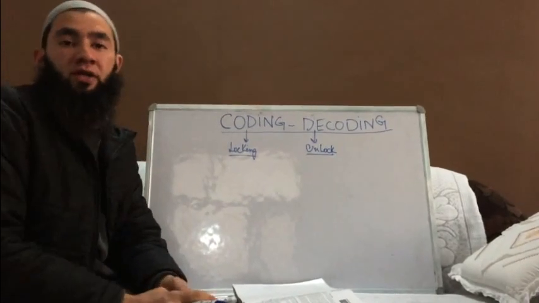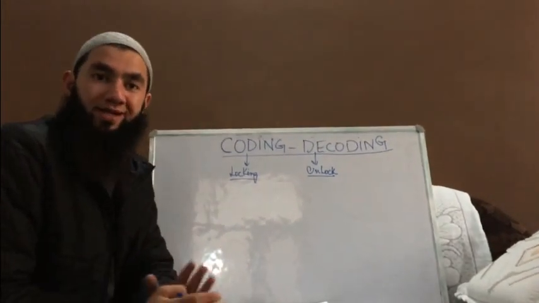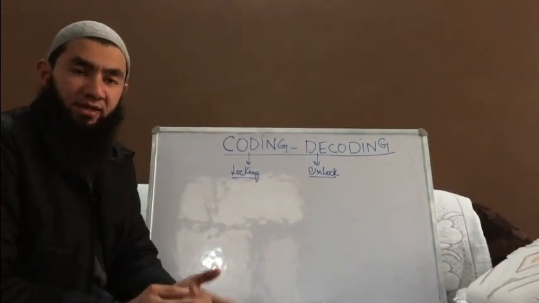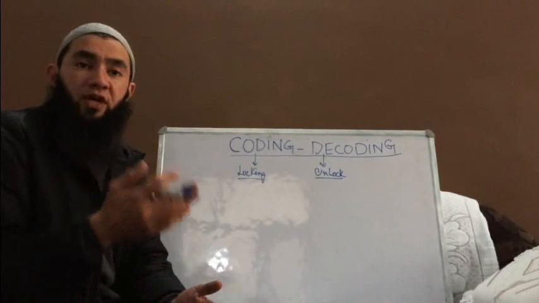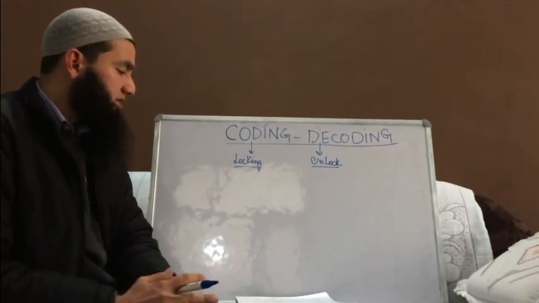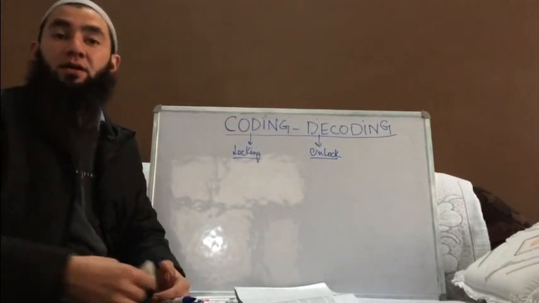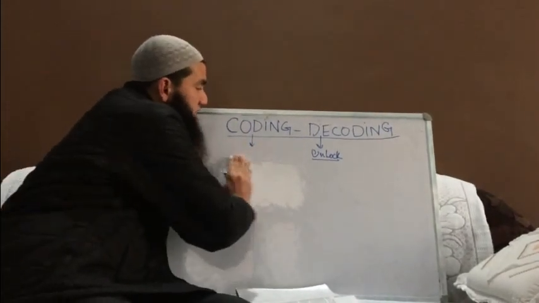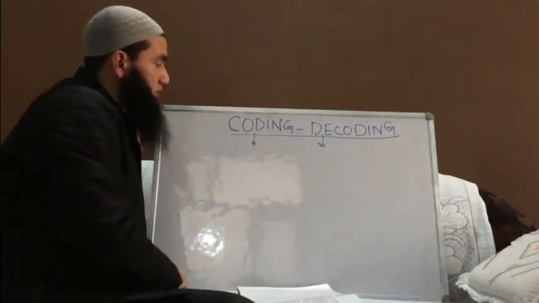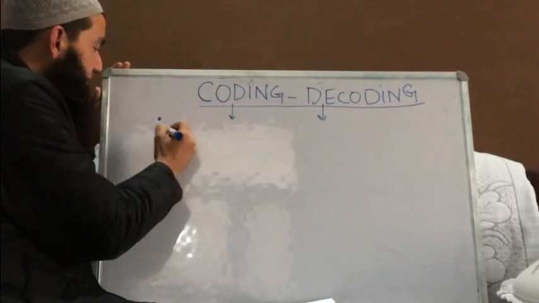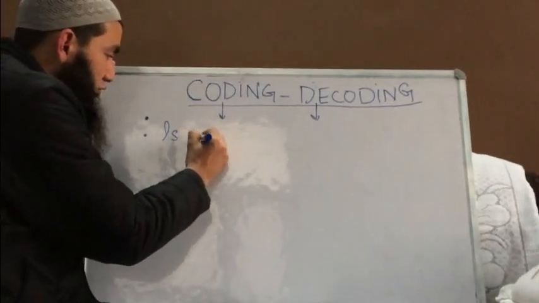So in coding and decoding, there will be a word, a message which is locked, and you need to unlock it. A pattern will be given where you need to identify what type of lock is maintained. I'll be using some basic signs which you need to remember. When we have this type of sign, it means "is coded as".